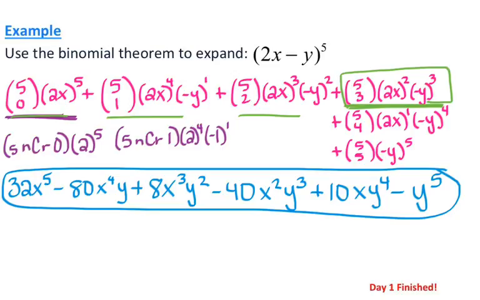Okay, so for my 4th term, let's try to look at some patterns. And what I'm going to look at is I'm going to look at this bottom number of the combination. Okay, so for my 4th term, the bottom number of the combination was a 3. So it's 1 less than n. So I'm going to use that to set up my next problem.